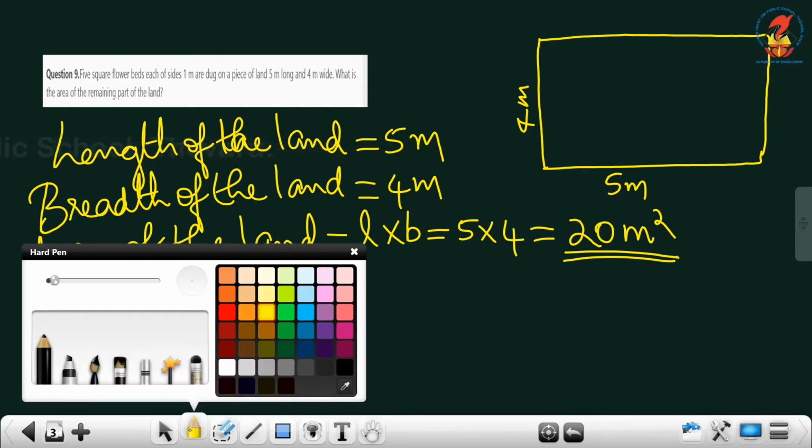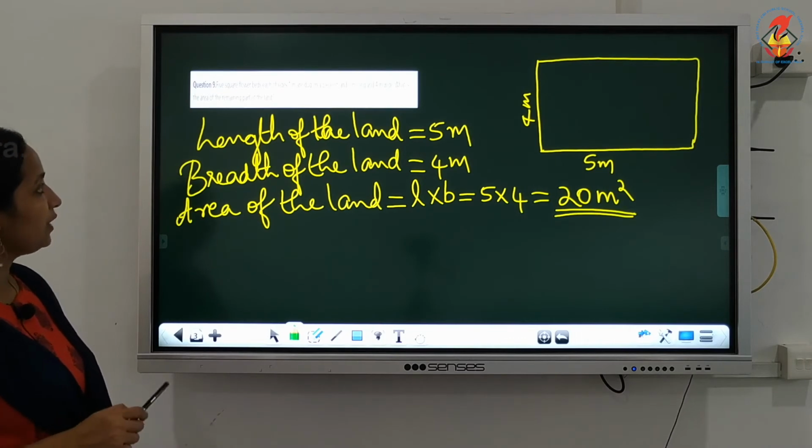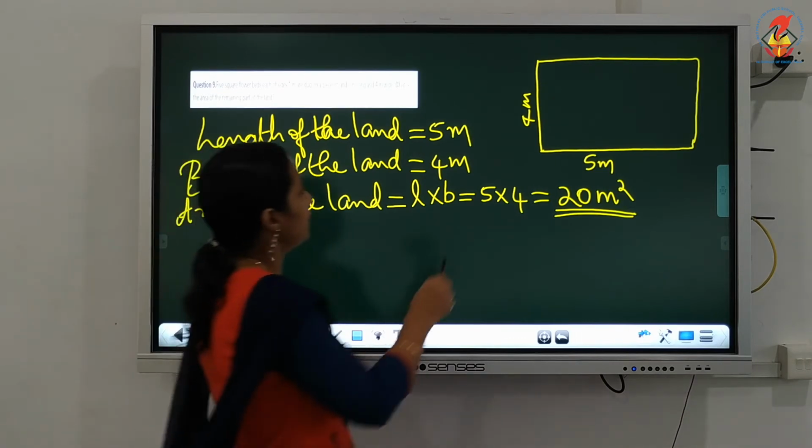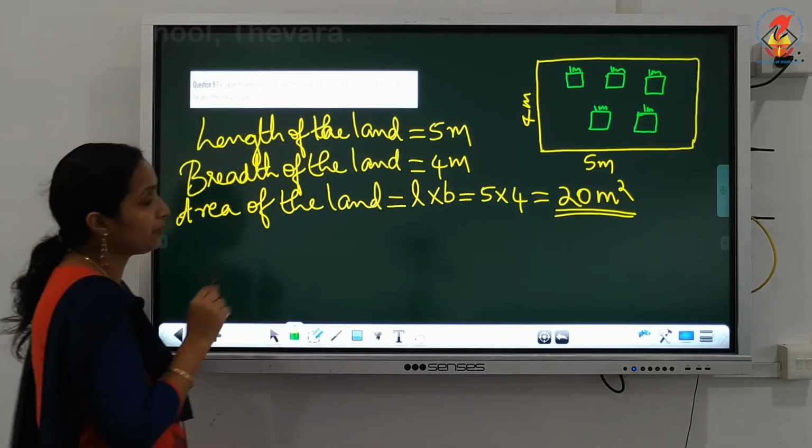And now what happened, children? 5 square flower beds of side 1 meter are dug on the piece. That means 5 square flower beds. This is 1 square flower bed, this is 1 square flower bed, 2, 3. Like the same way, 5 square flower beds are dug on this piece of land, each of side 1 meter, dug on that particular land.